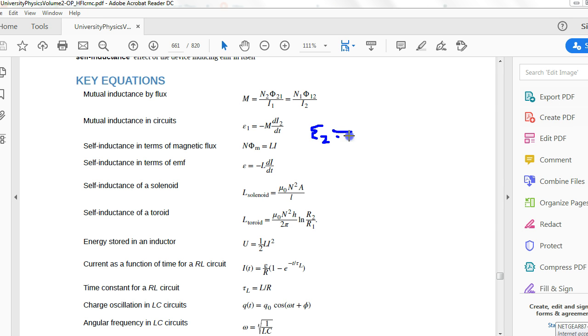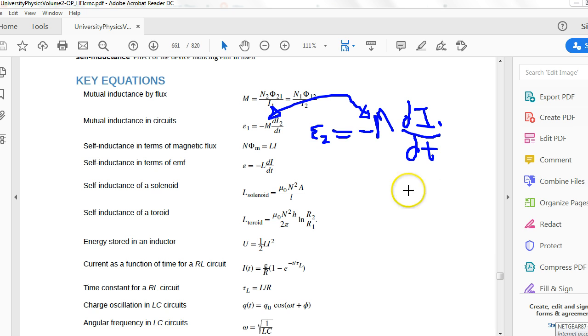So we can write the other equation, E2 is minus M di1/dt. Right? So both of these hold, and it's the same M. That M and this M are exactly the same M. That's why it's called a mutual inductance. And there's a symmetry in this relationship. They're tied together by this mutual inductance.